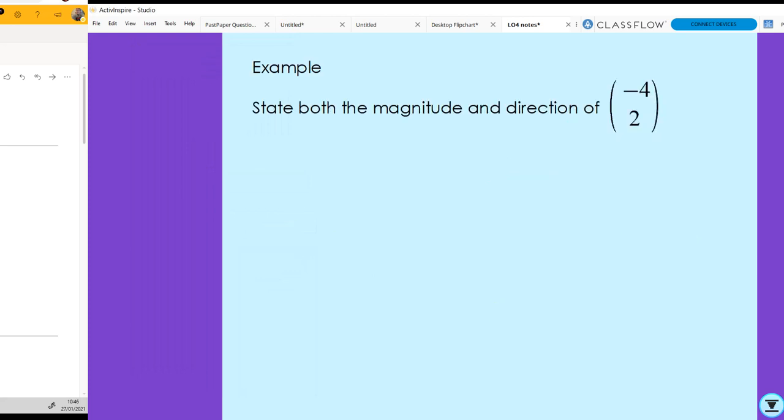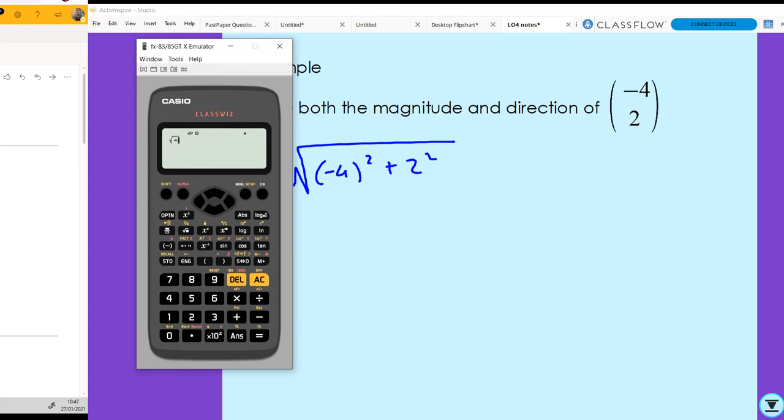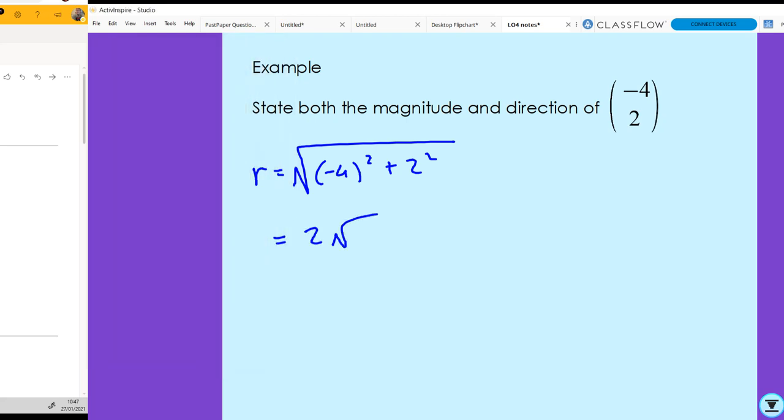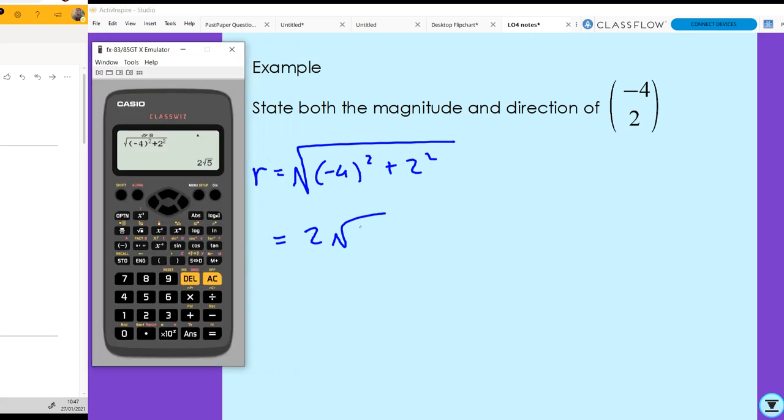And another example here then: state the magnitude and direction for -4, 2. To find the radius, what sum are we doing? The square root of -4 squared plus 2 squared. Into our calculator again for the third time. Don't forget negatives should go in brackets. 2 root 5 is what it tells us. That is because it's 16 and 4, which is 20, so it can simplify it down for us. However, we want it decimalised.